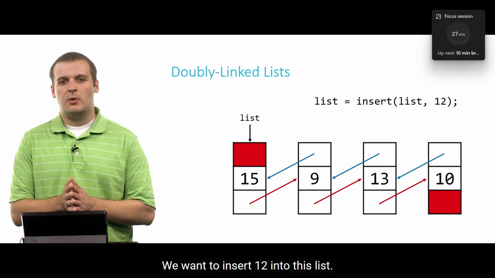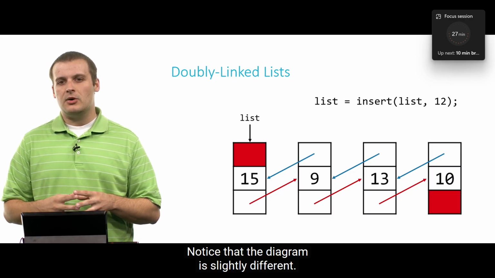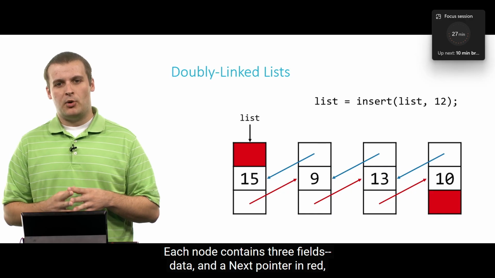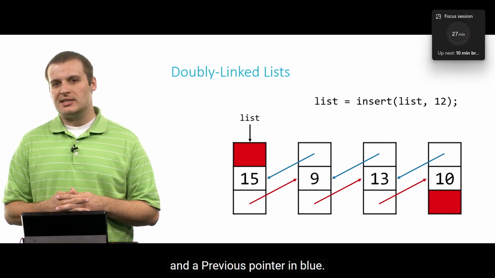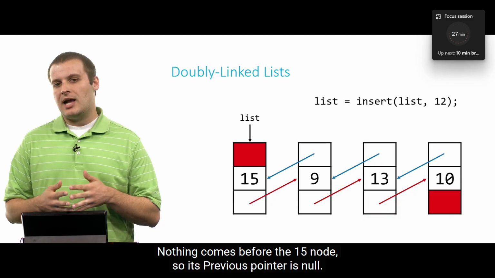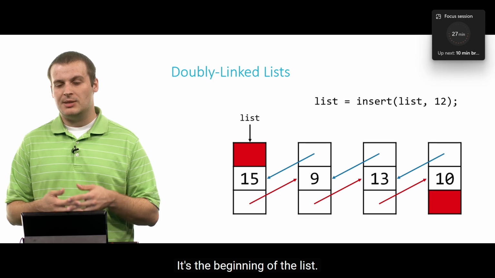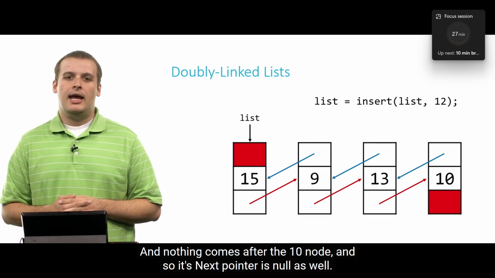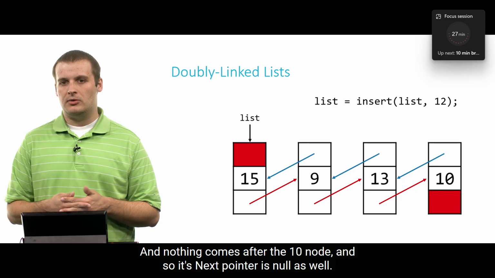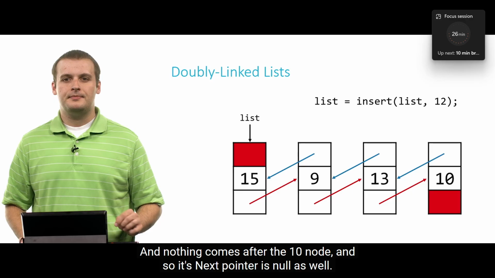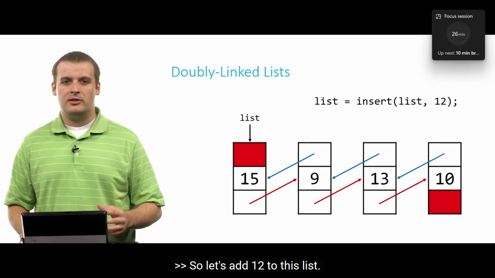So here's a list. We want to insert 12 into this list. Notice that the diagram is slightly different, right? Each node contains 3 fields: data, a next pointer in red, and a previous pointer in blue. Nothing comes before the 15 node, so its previous pointer is null. It's the beginning of the list. There's nothing before it. And nothing comes after the 10 node, and so its next pointer is null as well. So let's add 12 to this list.